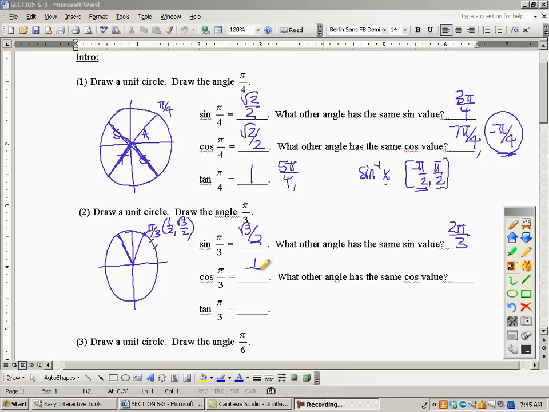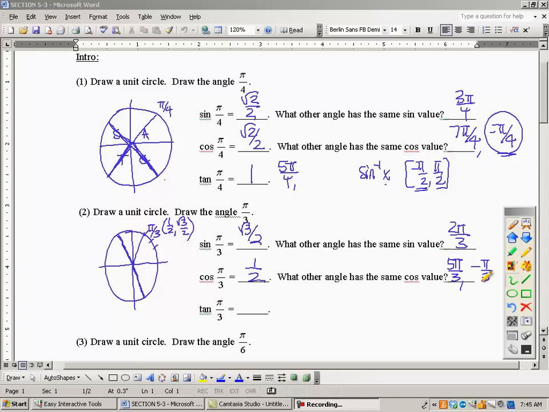Cosine of pi over 3 is 1/2, and cosine is positive in the fourth quadrant. And so the other angle here, normally we think of it as 5 pi over 3. Again, I'm going to look at this and say, okay, you could also write it as negative pi over 3. But most of the time, 5 pi over 3 will be fine.